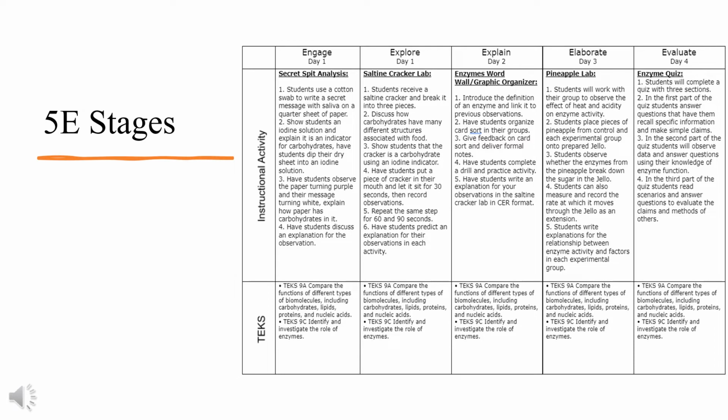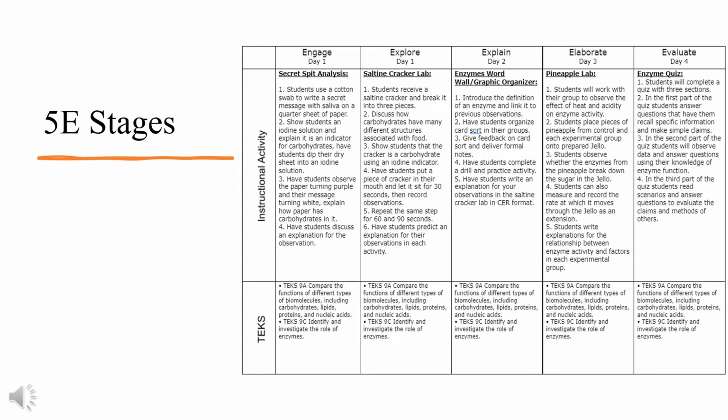After this, during day one, we'll get to the explore portion, in which they will do the saltine cracker lab. In this one, students are going to get a saltine cracker with no salt and break it down into 3 pieces or 4 pieces, just pieces. And we'll discuss how carbohydrates have different structures associated with their food. We've kind of already talked about that. We know that carbohydrates are all sorts of different types of food, so they're kind of aware of that. And then again, we'll show the students that crackers are carbohydrate using an iodine indicator.